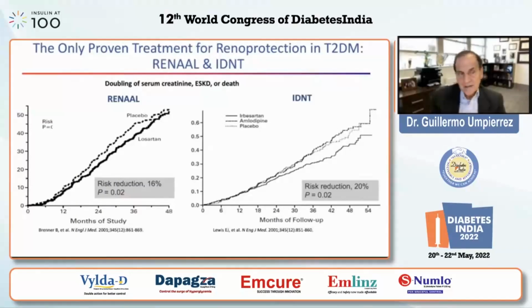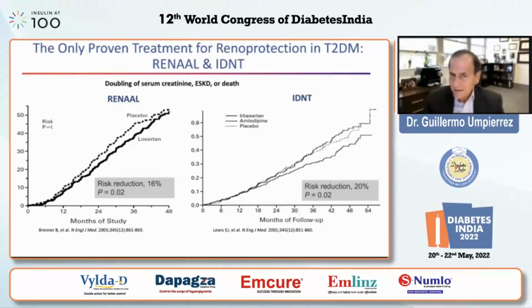And those are the classic studies, published in the New England Journal of Medicine 20 years ago. If you compare an angiotensin receptor blocker, losartan, to placebo in the RENAAL trial, you decrease the progression to doubling of serum creatinine, development of end-stage kidney disease, the need for dialysis, or death by 16%. And in the IDNT trial, which compared irbesartan, again an angiotensin receptor blocker, versus amlodipine, you had a very nice reduction in death by 20%.